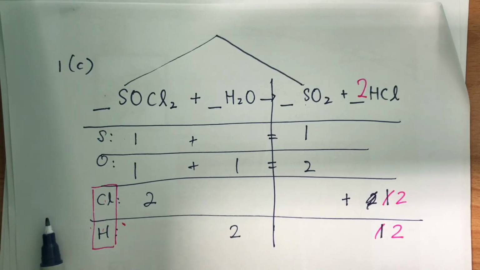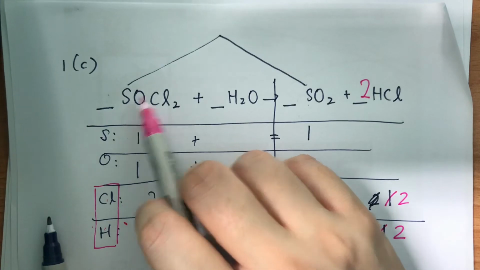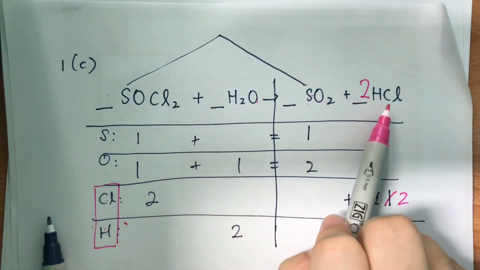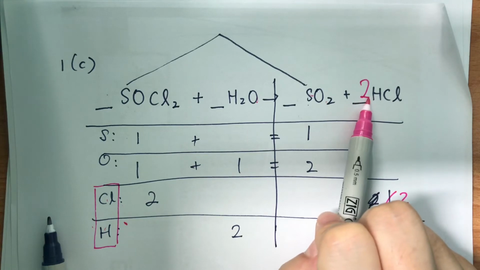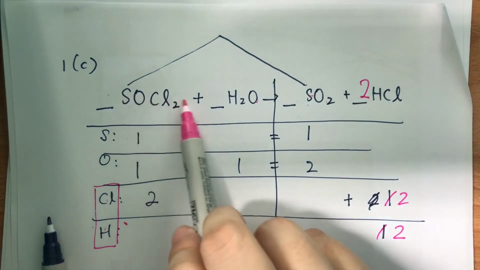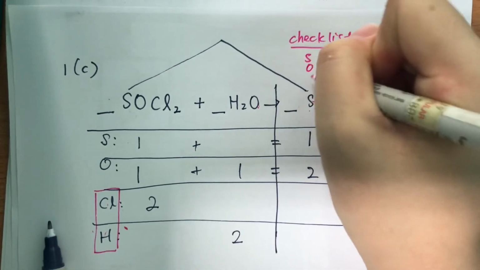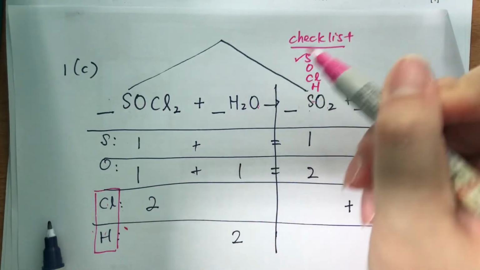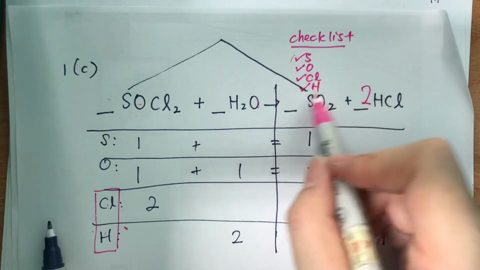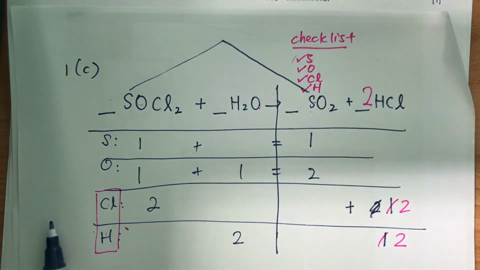There's also a quicker way where you don't do this table out at all, and you just look through element by element. Sulfur balance, oxygen 2, here 2 balance, go to the next one, chlorine is 2, but here is only 1, so you add a 2 here first. And then hydrogen is 2 and it balances. So you look through all the elements from left to right, and you can also do the checklist like what I did just now: sulfur, oxygen, chlorine, hydrogen. You look through one by one, sulfur, tick, oxygen, tick, chlorine, balance, you tick, hydrogen, balance, you tick. After that, no more. At the end, check through once again to confirm that the elements are all balanced on both sides.